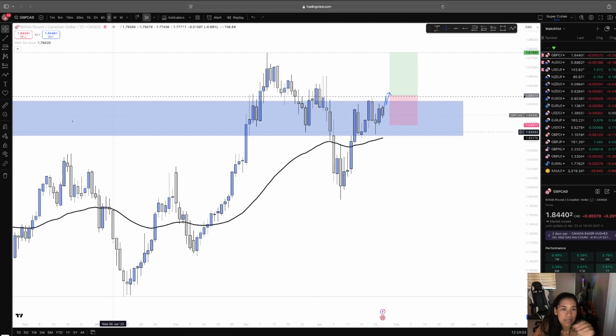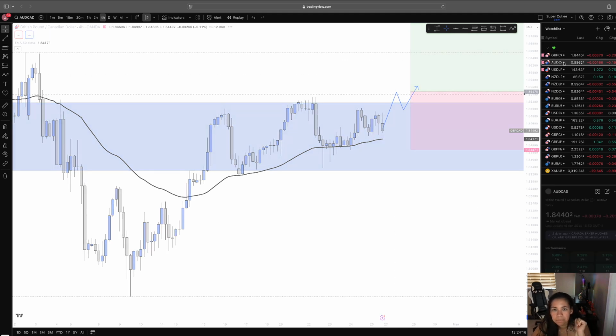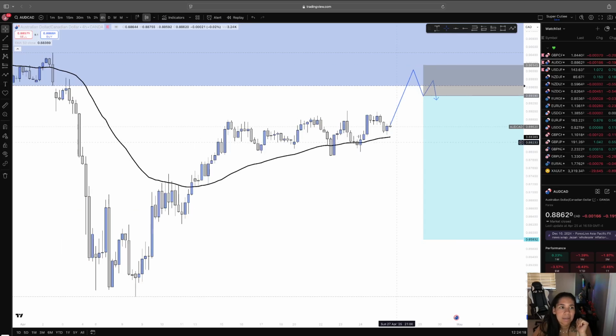So like I said, this purple box is my daily area of interest. For us to take a trade on this, we need price to break out of the box, retest, and reject to the upside. I have my little alert at the break of the neckline there. So we'll see. AUD CAD, same thing.